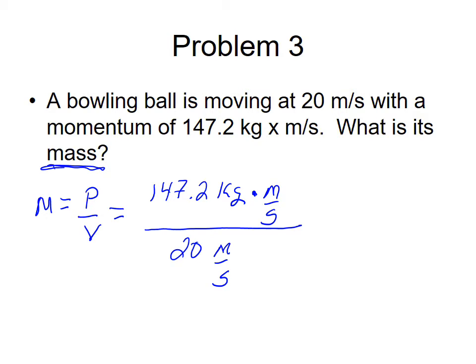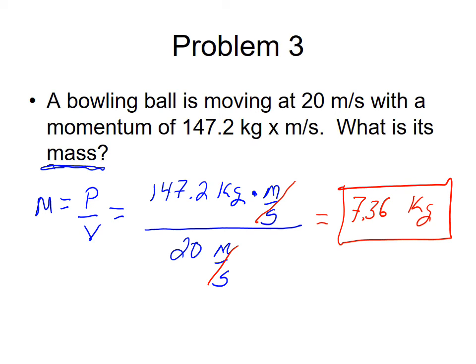Now what we'll divide away is the meters per second units, leaving me with an answer. I know it's going to come out in kilograms, which is a measure of mass. So when I run the numbers through the calculator, 147.2 divided by 20, I get 7.36 kilograms. That's my answer. So again, these are just reviews of how you work a momentum problem, which after doing forces, this should be pretty easy.